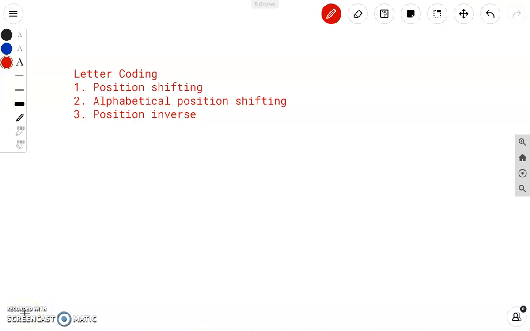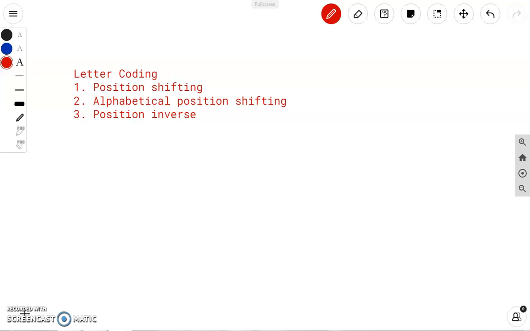Today I am going to teach you a very small part of coding decoding which is called letter coding. Everyone knows that in competitive examinations coding decoding is a very important chapter in the reasoning part. Three to four questions come from this chapter almost every year, and from there one or two come from letter coding. This is very important.